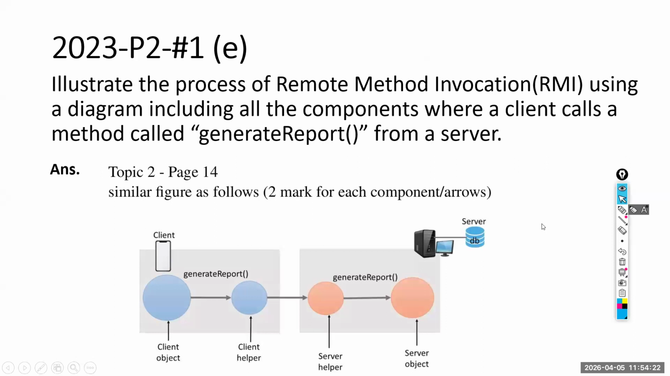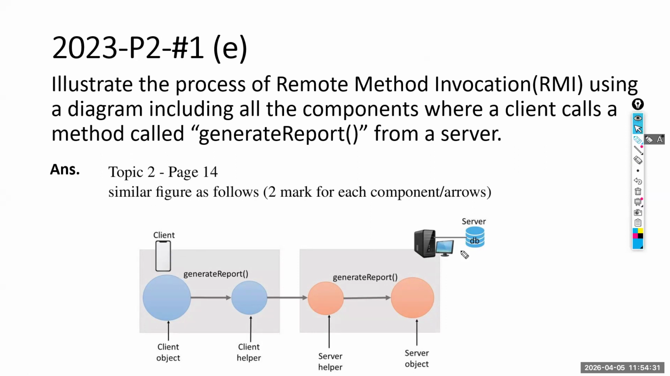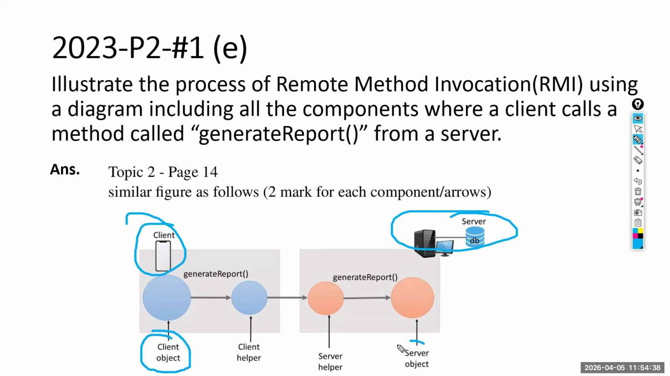Right, so this is the examiner's answer. 2 marks for each component. So examiner has mentioned clearly this is client, this is server, and this is server, this is client. And this is your client object to the client program, server object to the server program. So examiner has used the word helper, but you can use client stub, server stub, or server skeleton. It's okay, right? Examiner has used helper. Okay, that's fine.